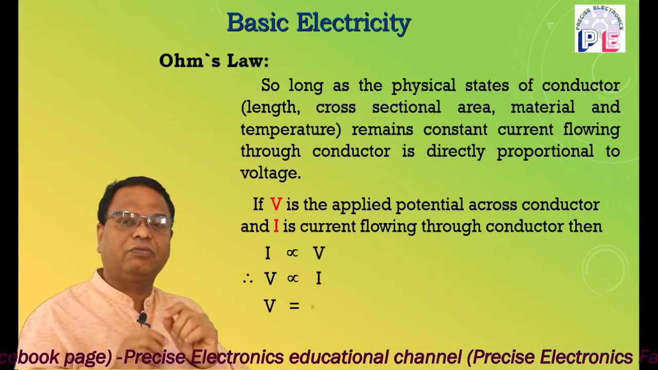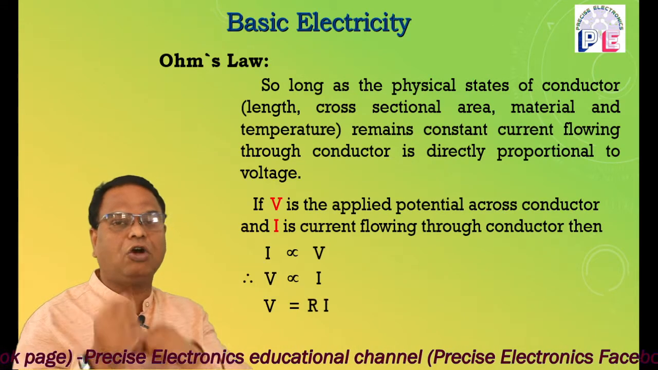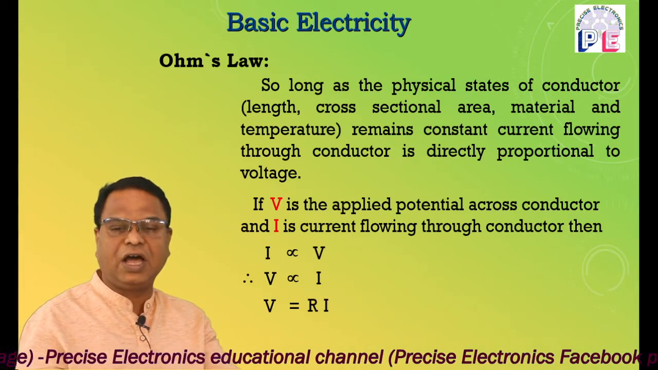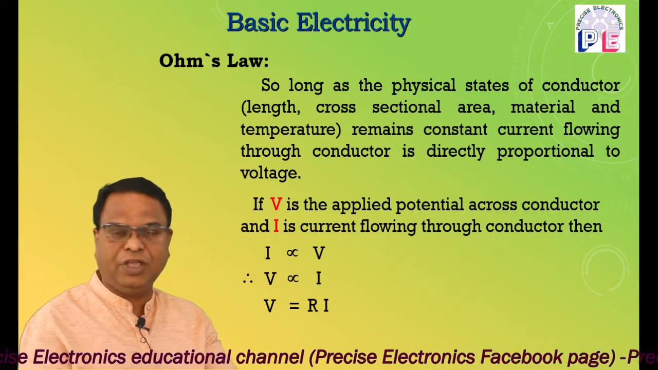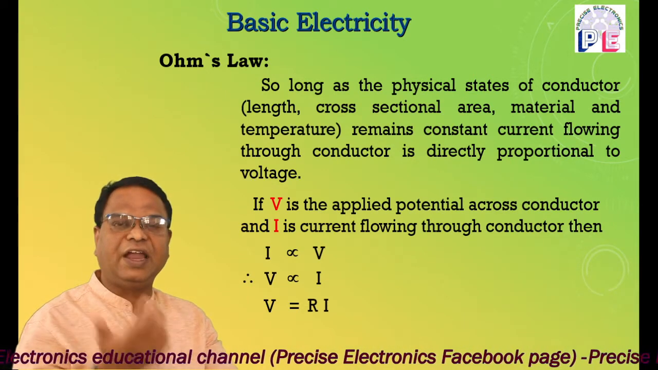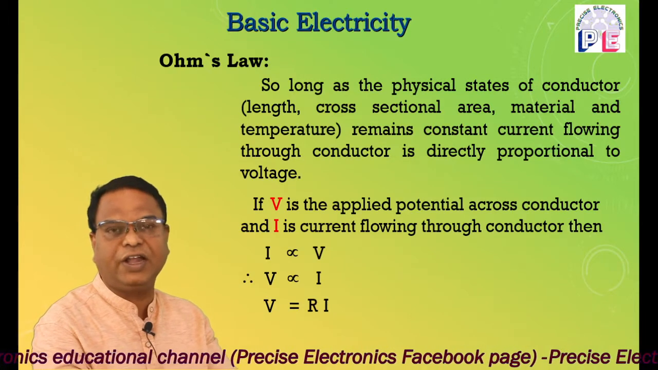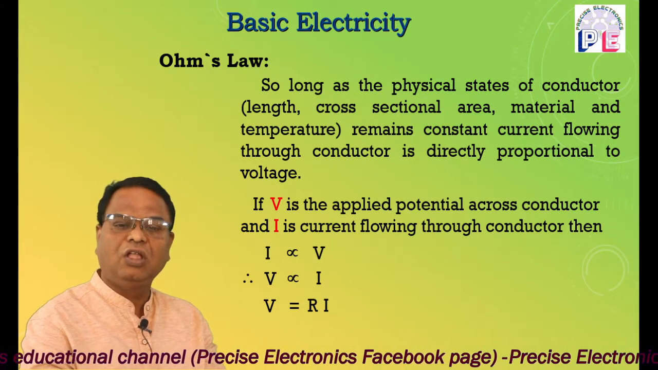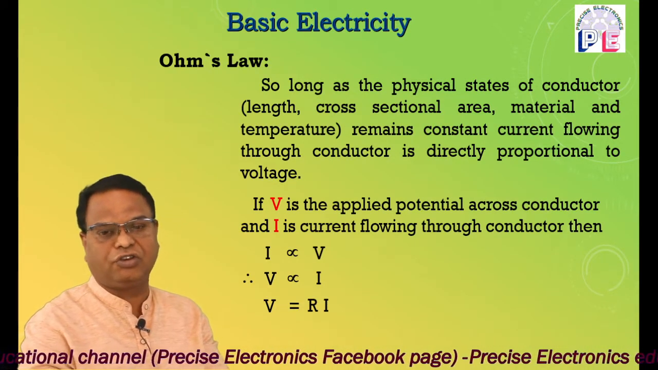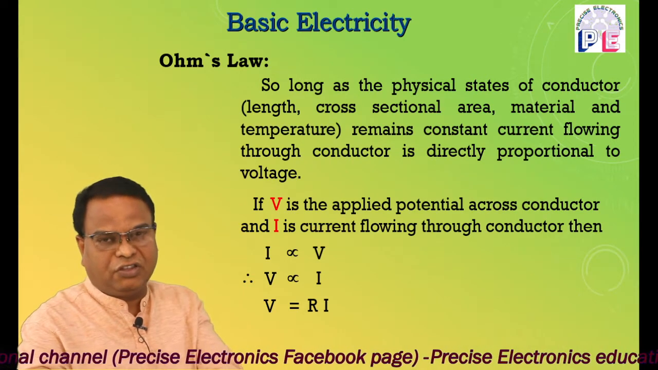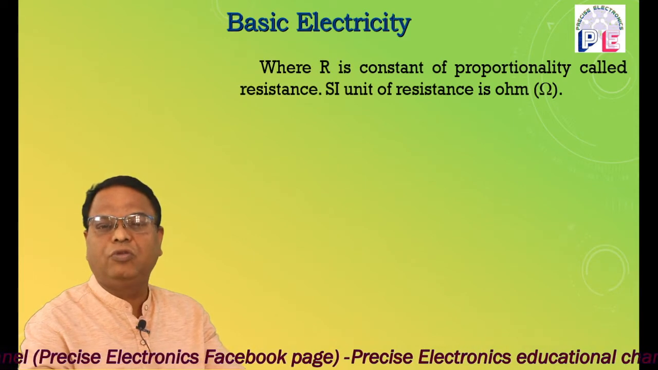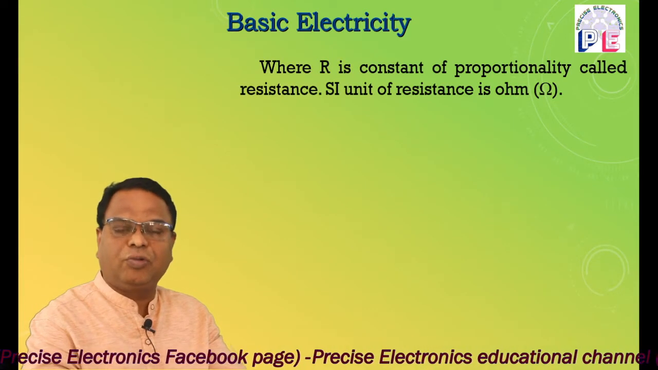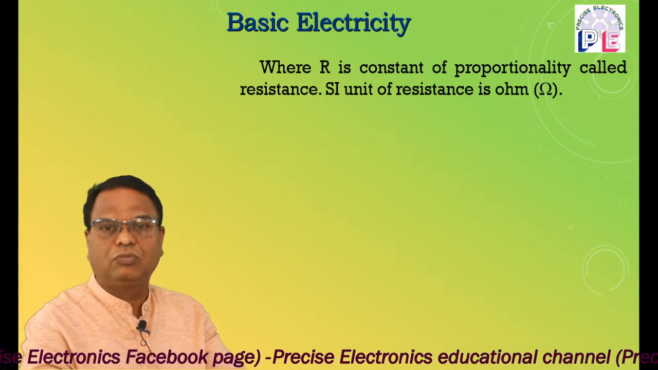So V is given by R into I, or V is equal to IR, where R is known as the resistance of that conductor, V is the applied potential, and I is the current flowing through that conductor. R is known as a proportionality constant. That is resistance, and this resistance is always measured in Ohm. So the SI unit of resistance is Ohm.